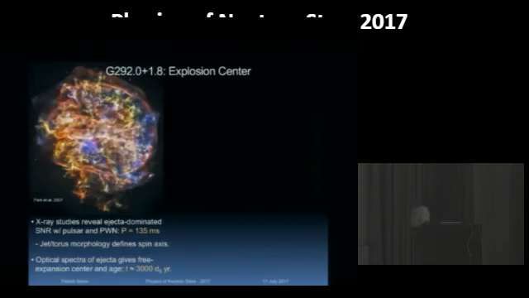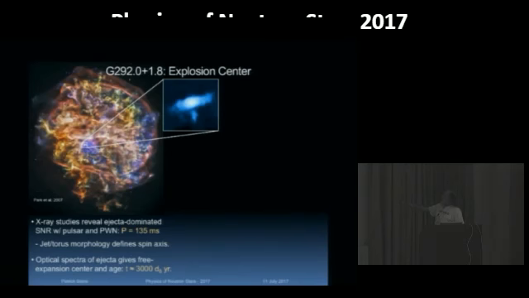So I'm going to give you a couple of examples of specific supernova remnants to demonstrate how those kinds of information can be probed by the observations of neutron stars and supernova remnants. This is a remnant called G292.0+1.8. It has a pulsar located right here. That pulsar has a period of 135 milliseconds. If you zoom in, this is a Chandra image, you see that it has a jet-torus type structure. So that lets us infer that this is the spin axis of the neutron star, okay?